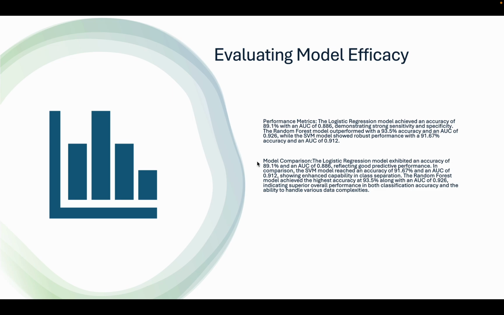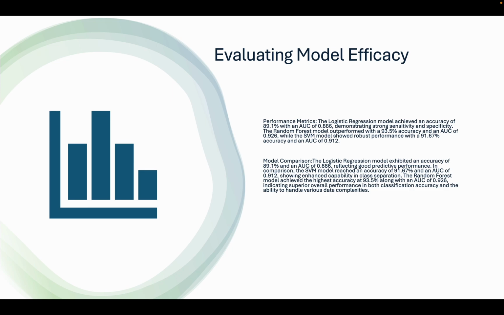Coming to the comparison of my models, the logistic regression model exhibited an accuracy of 89.1% and AUC of 0.8, reflecting very good predictive performance. In comparison, the SVM model reached an accuracy of 91.67% and an AUC of 0.91, showing enhanced capability in class separation. And the random forest model achieved the highest accuracy at 93.5%, along with the AUC of 0.926. This indicates the superior overall performance in both classification accuracy and the ability to handle various data complexities.